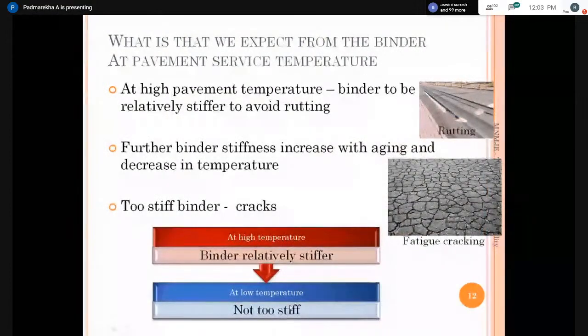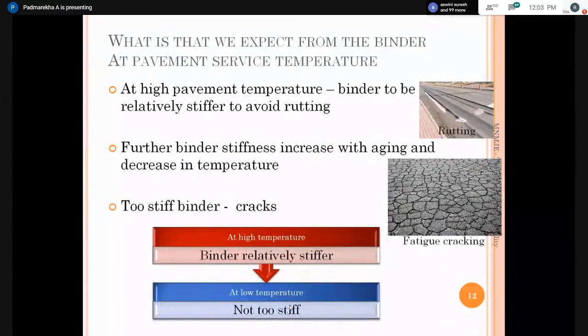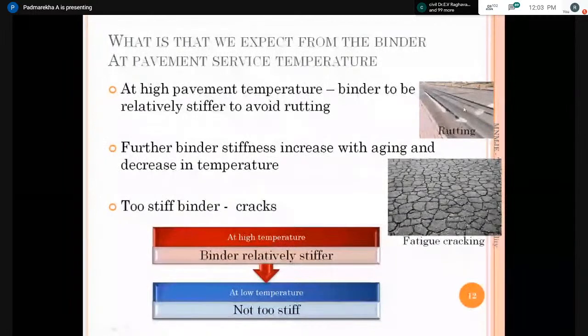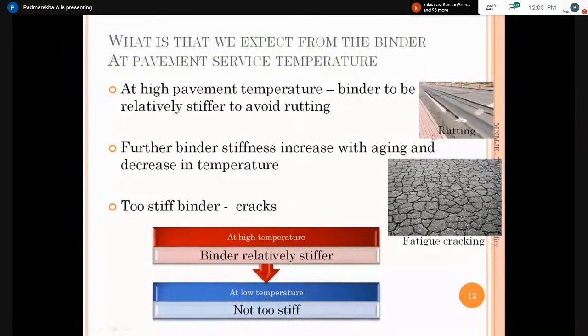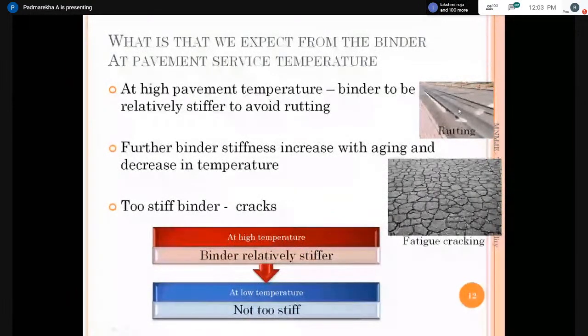Now what will happen as the temperature reduces? Before that, at high pavement temperature, if you do not want the pavement to rut, to deform something like this, we expect the binder to be relatively stiffer. So we want a stiff binder to avoid this kind of rutting or permanent deformation. If the temperature of the bitumen reduces further, the stiffness of the bitumen will increase and it will become a kind of brittle material.